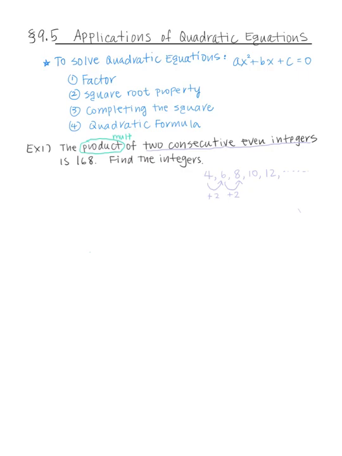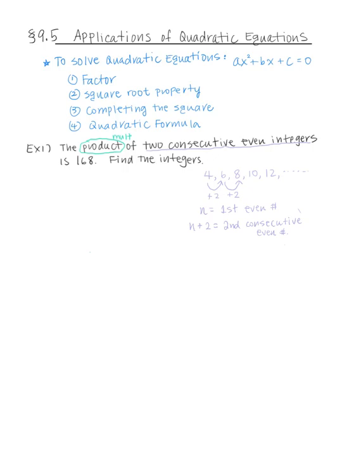So let me just let n be our first even number. Pretend that n is 4. Now, how do I get to the next even number? The next even number is 6, isn't it? So starting from 4, if I add 2 to it, I get to the next even number. So n plus 2 represents the second consecutive even number.